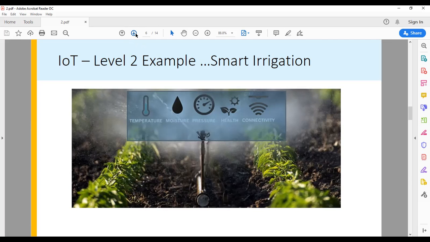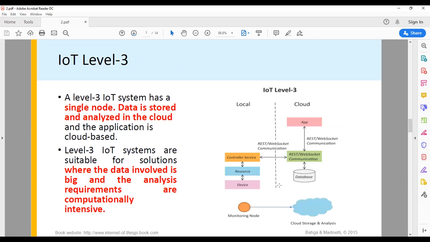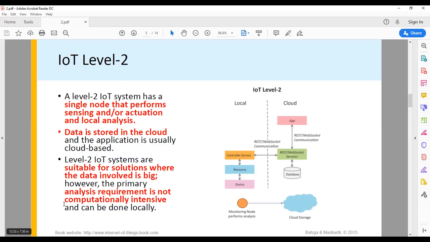Now let's see level 3. In level 3, what is the change from level 2 to 3? All this is the same, though here the monitoring node is single. There is cloud storage also, but it is computationally intensive. In level 2 it is not computationally intensive.